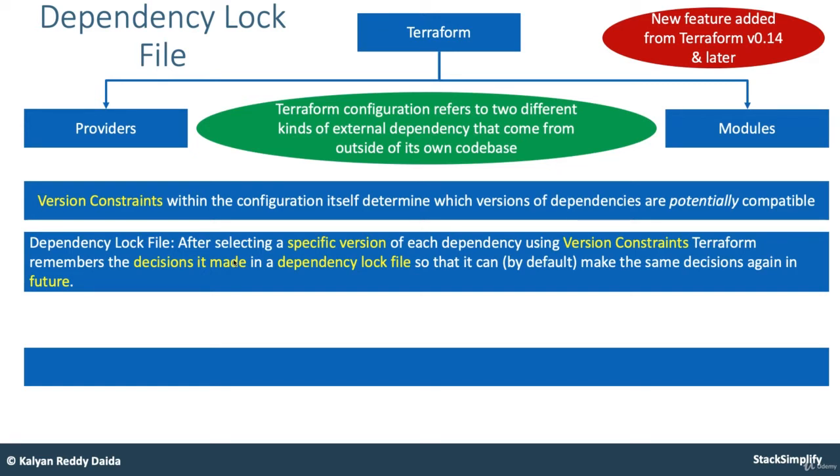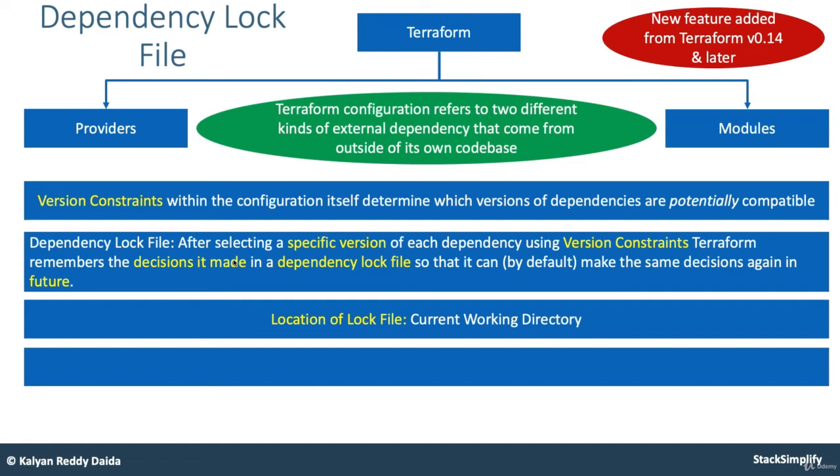Once we do terraform init, it automatically downloads the respective version of the provider we have configured. Once it is downloaded, at the same time it will record that inside this dependency lock file. Next time, whenever you are on a different machine and using the same Terraform working directory from your GitHub repo or wherever, it is going to remember the same provider version it downloaded earlier. The location of the lock file is the current working directory.